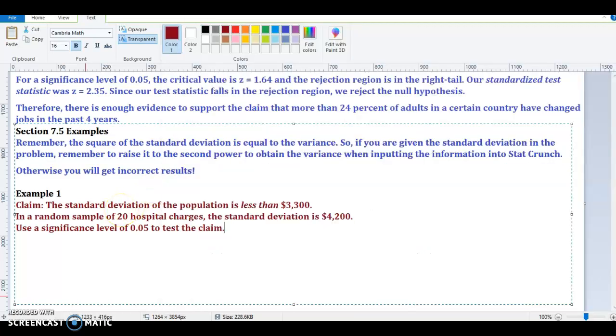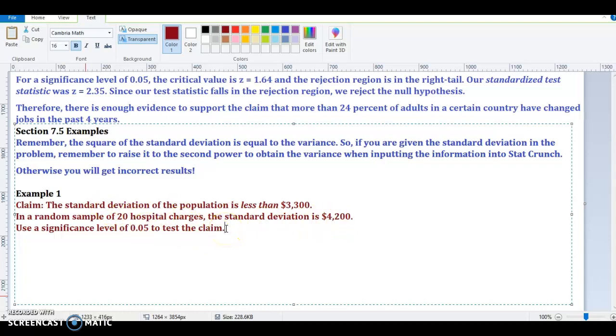Okay, so I've provided a brief summary of the information that was given in the problem. The claim we're testing is that the standard deviation of the population of these hospital charges is less than $3,300. We have a random sample of 20 such hospital charges, and the standard deviation is $4,200. We're going to use a significance level of 0.05 to test the claim.